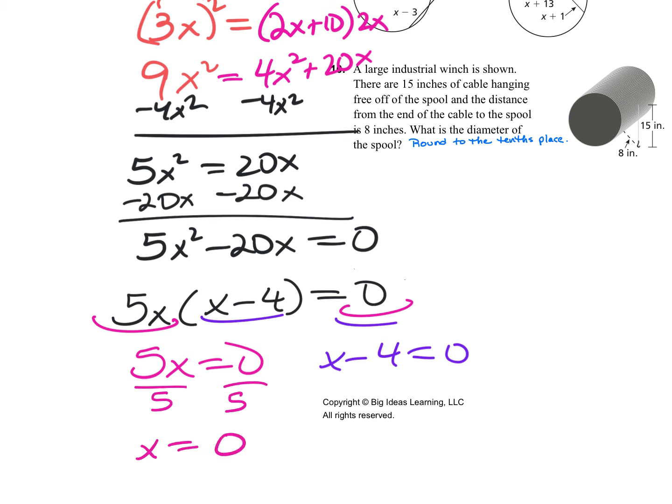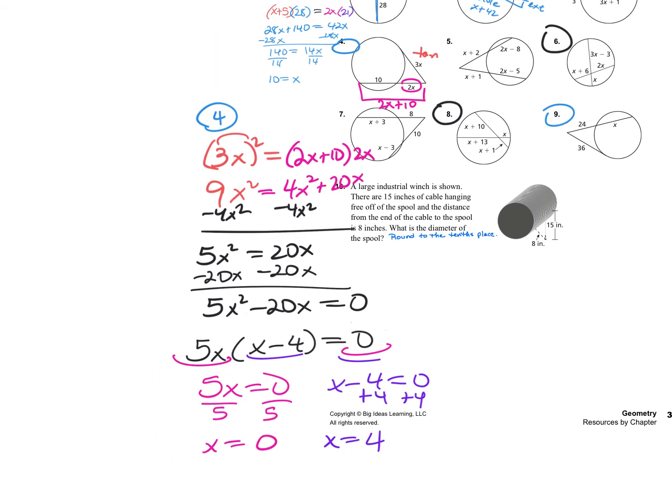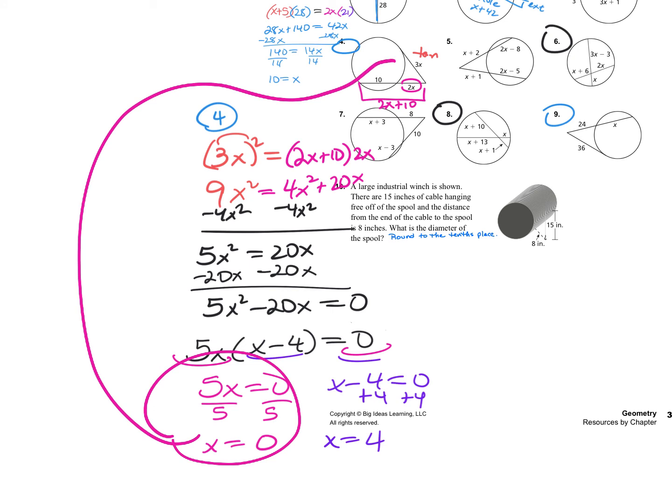This gives you x equals 0. This gives me x equals 4. Remember, when you get to answers, you need to check it. If it makes any of your segments a 0 or negative, you throw it out. As soon as I try to plug in x equals 0 here for this tangent, it would make 3 times 0 is 0. So I throw away this answer because I can't have a 0 tangent. So the only good answer here is x equals 4.